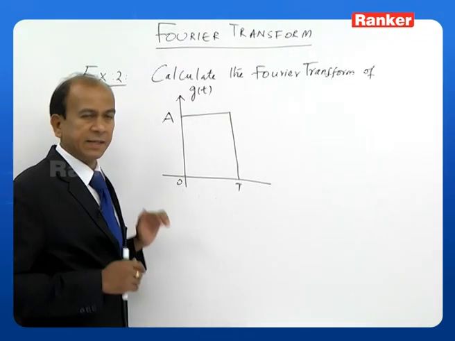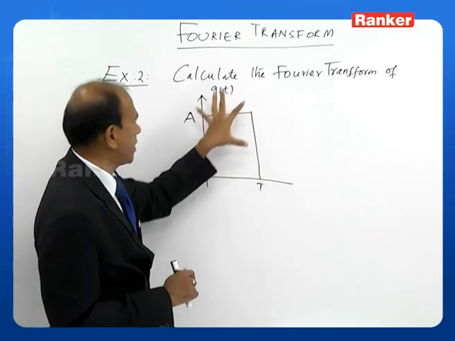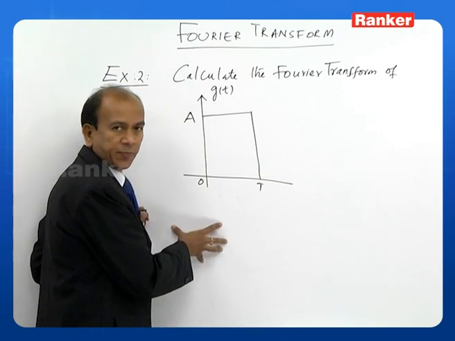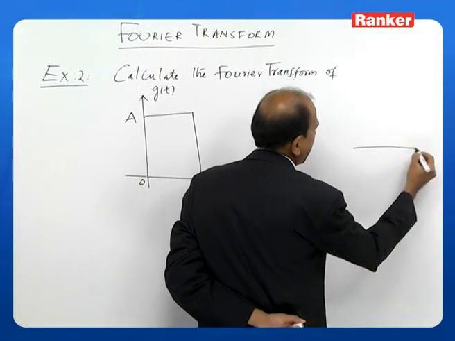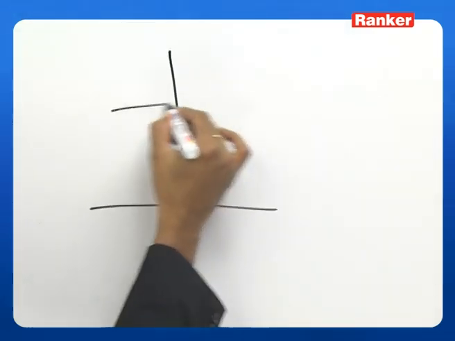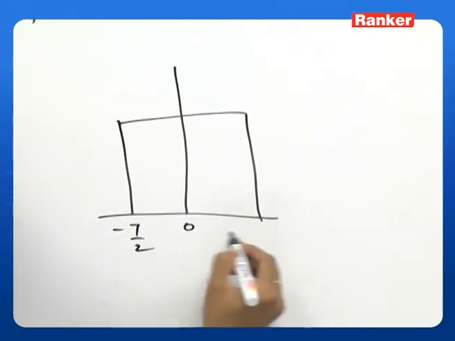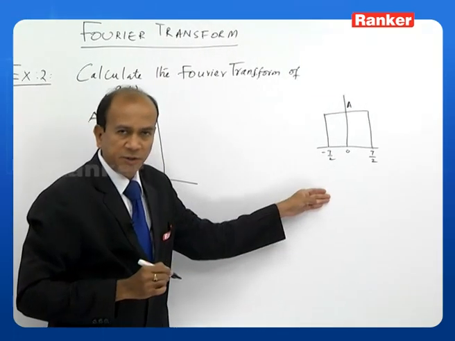Okay, let us see the second example. We have to calculate the Fourier transform of the given signal. If you see, this is again a rectangular pulse. Earlier there was another rectangular function like this. We said this is minus T by 2, this is 0, and this is T by 2, and this is A. This is a rectangular function.